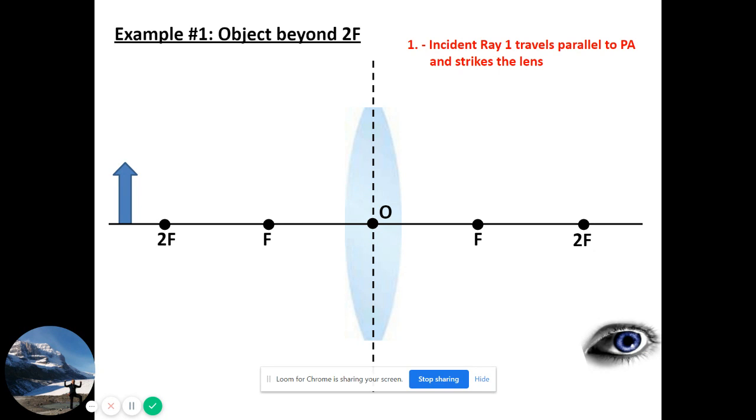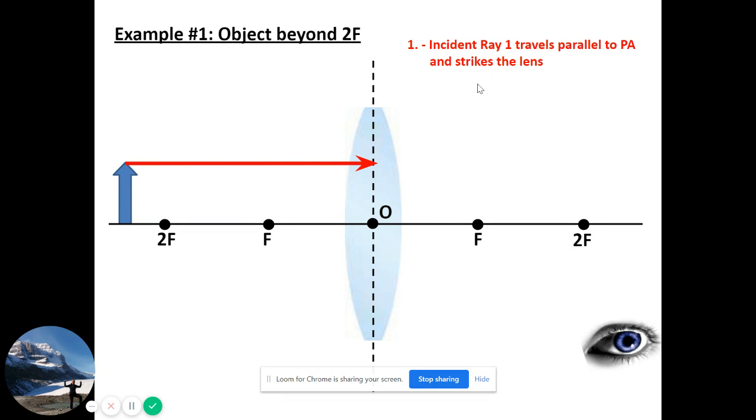And the first ray we draw is what we call incident ray 1. So that's parallel to the principal axis and strikes the lens. Now, we're always going to use one refraction. We're simplifying it to use one, which is to draw it straight, parallel to the principal axis, right towards that middle line. At that middle line, we're going to have refraction, we're going to have bending.